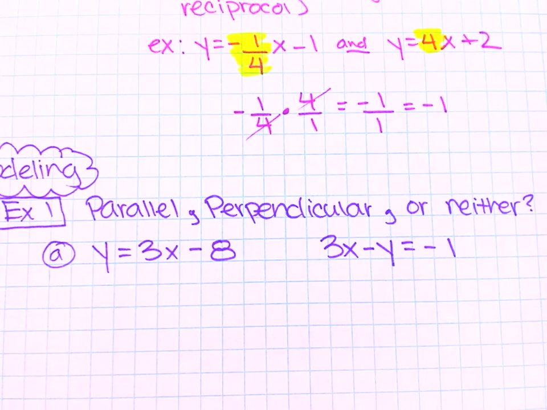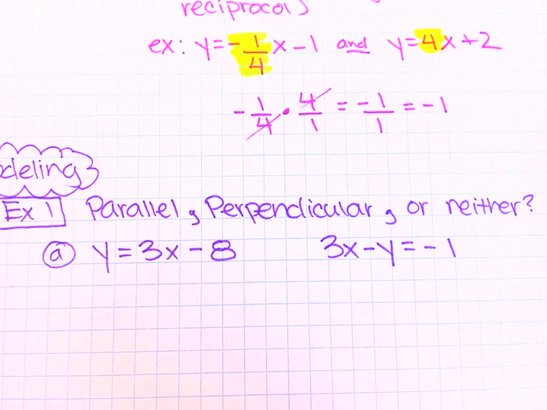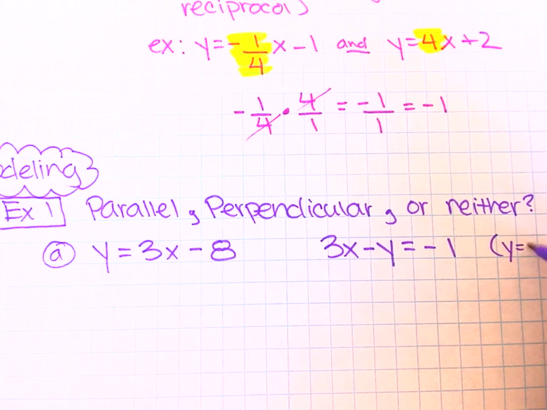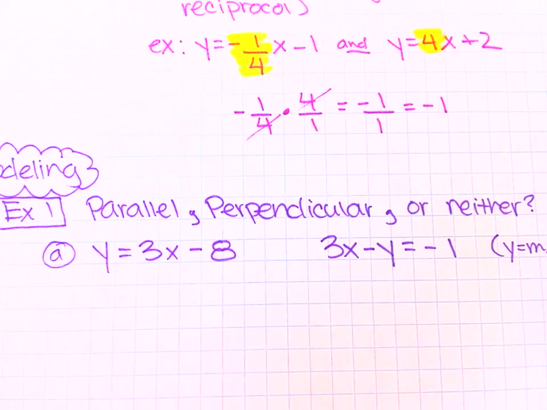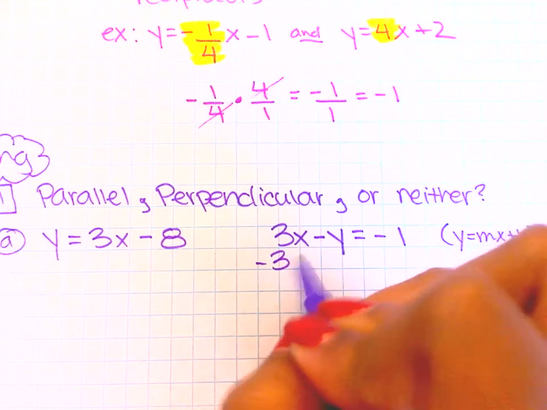Well, I can't compare these lines unless they're in the same form. So this one's in slope-intercept form. I need to make this one in slope-intercept form as well. You need both lines to be in slope-intercept form to tell whether it's going to be perpendicular or not. So this one, do I have to do anything? No. So let's do this one. I need to put it in slope-intercept form. Y equals mx plus b. That's the form I need. Okay. Well, to get y by itself, I'm going to subtract 3x from both sides.